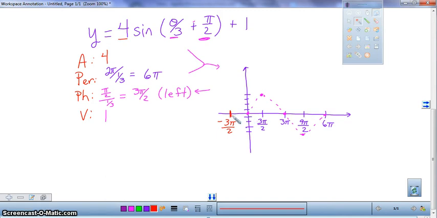And I'm also going to move it up 1. So I'm going to put my vertical shift in here. I'm going to draw this. I like to draw this midline. I notice most of you like to do that too. So there's that midline. So basically I have to make 5 points move.